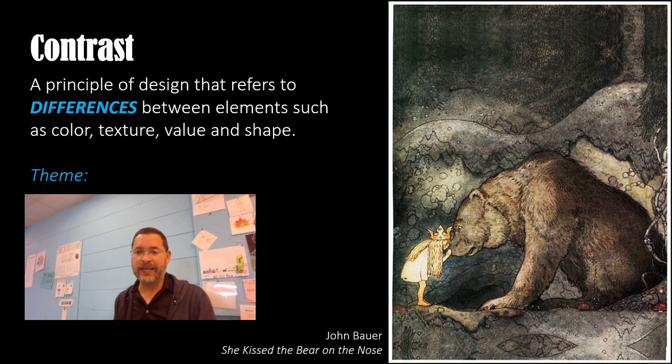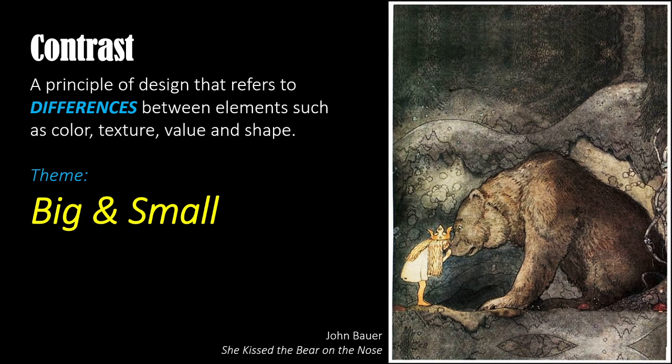So let's begin by talking about this work of art by John Bauer. He has shown a lot of different contrasts here in this work of art. For one, you can see the size of the little girl and the size of the bear. The bear's much bigger, the girl's just tiny. This creates contrast. So size is something we can use.